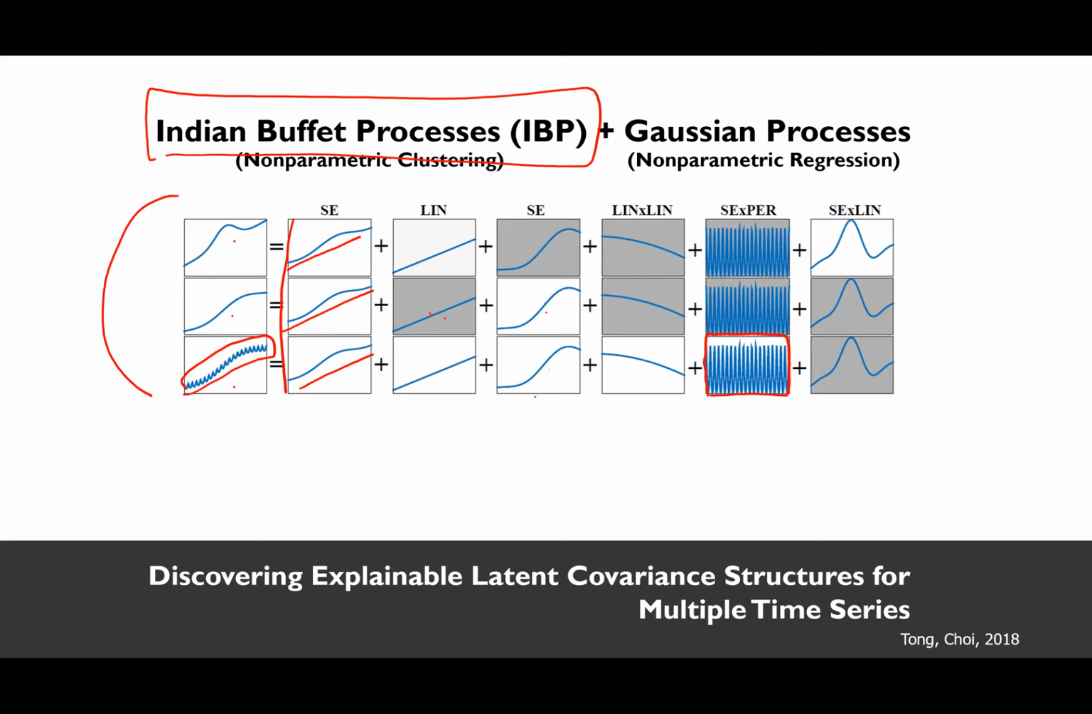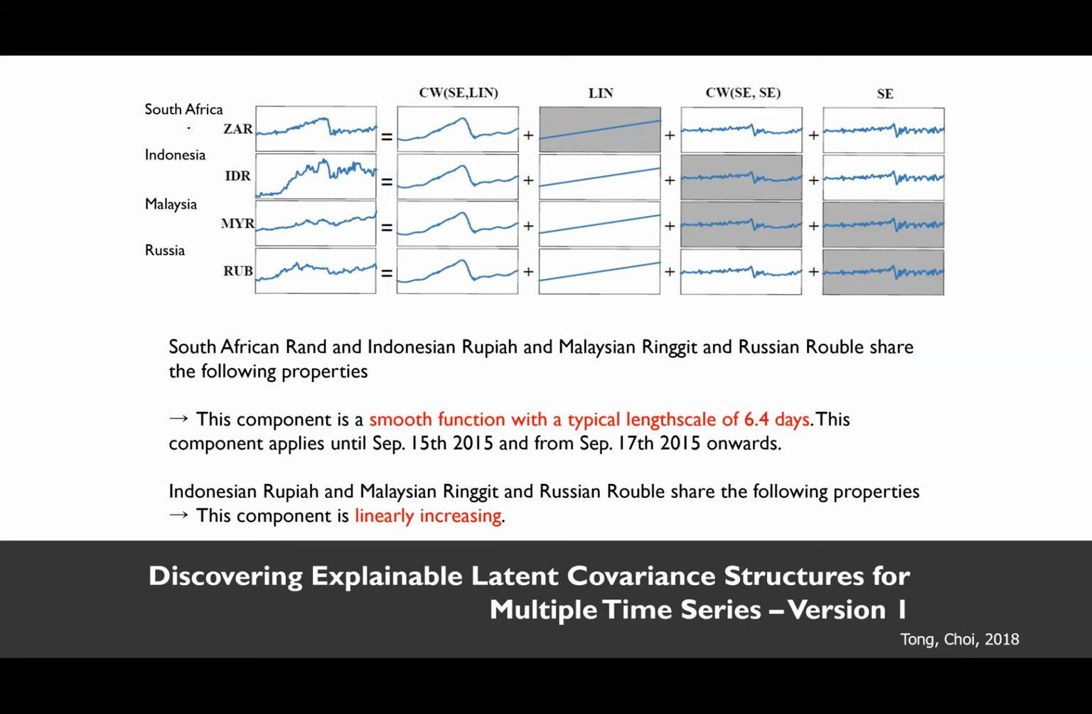If we do this, we can also learn that, out of the South African, Indonesian, Malaysian, and Russian currencies, we can select some of the sequences, and a full set of sequences shares this smooth function with a typical length of 6.4 days, applying from the 17th onward.